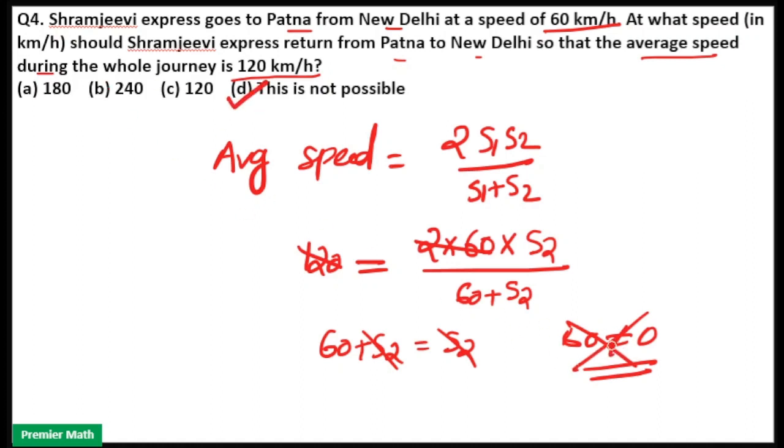60 is equal to 0, but 60 is not equal to 0. So this is not possible. So option D is your answer.